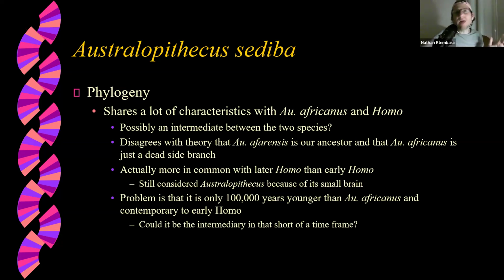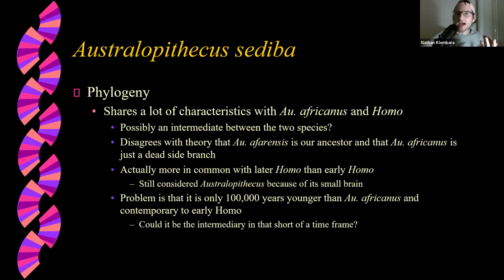But this whole thing's a mess. And the whole thing to know about human evolution is that it's messy. And that's why I love it. I love it because it is messy. Right. The other thing, too, is that it's only 100,000 years younger than Africanus, and it's at the same time as the earliest Homo species.